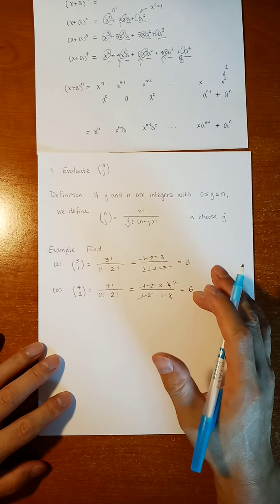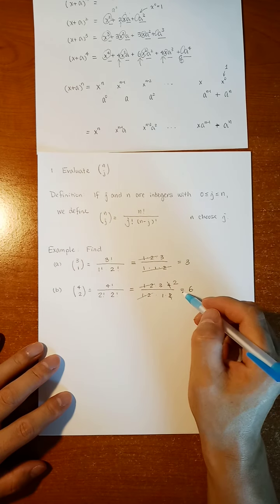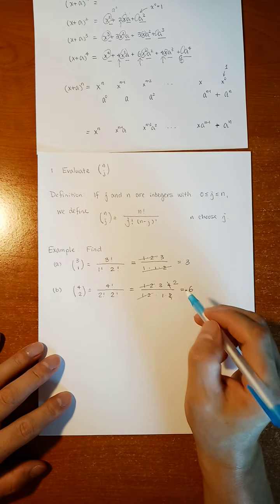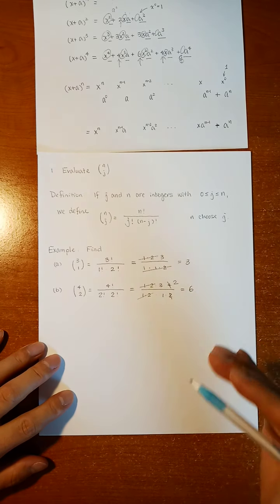In the evaluation of this n choose j symbol, it's better for you to do cancellation first. It's very important.